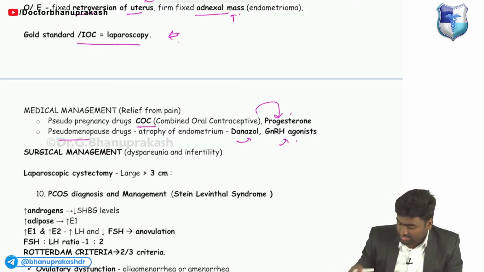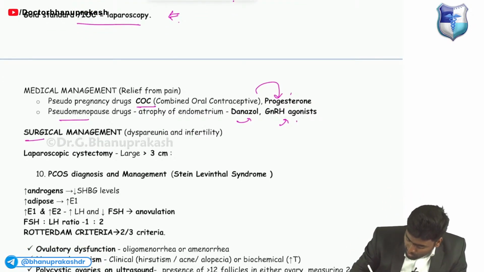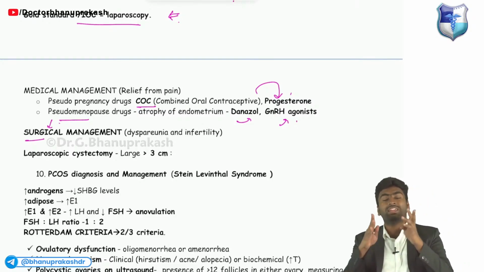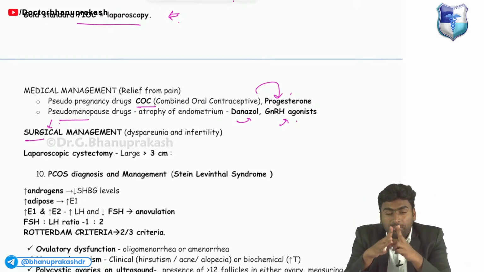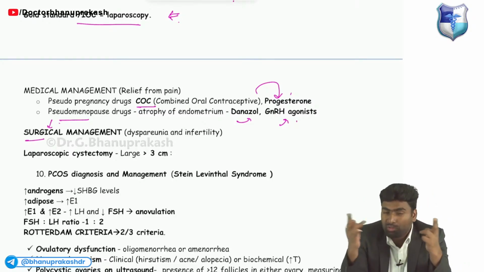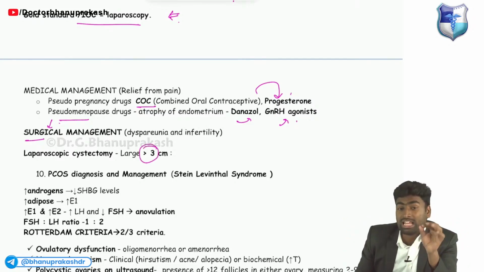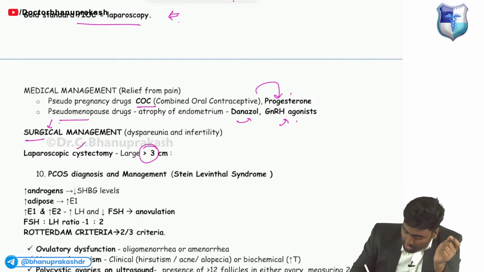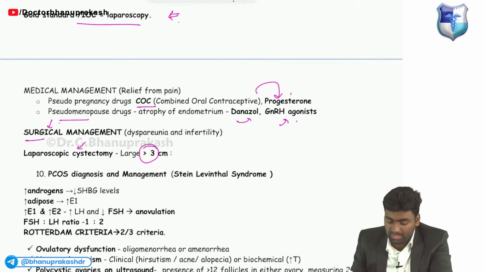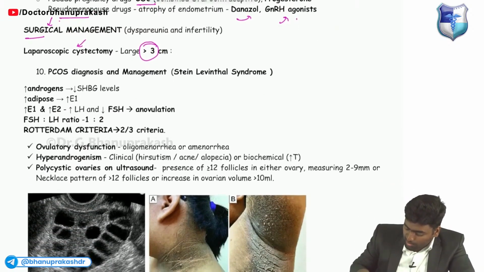agonist. Then we go for surgical management, to prevent adhesions of the fallopian tubes causing infertility. We'll remove the adhesions. And if the cyst is more than 6 centimeter, then we'll go for laparoscopic cystectomy. Good. We'll go for laparoscopic cystectomy. Fine. Next, about PCOS.